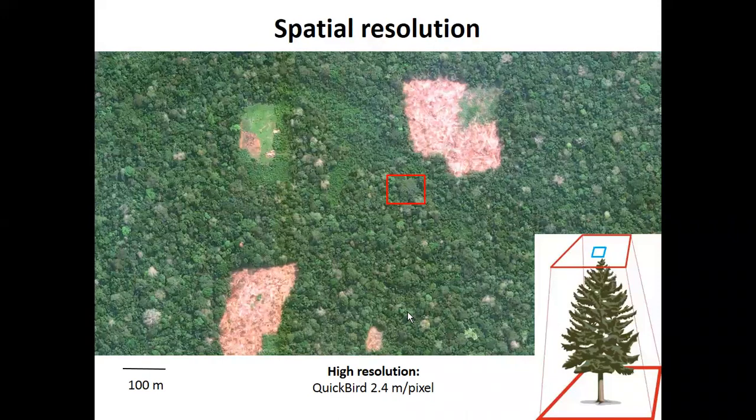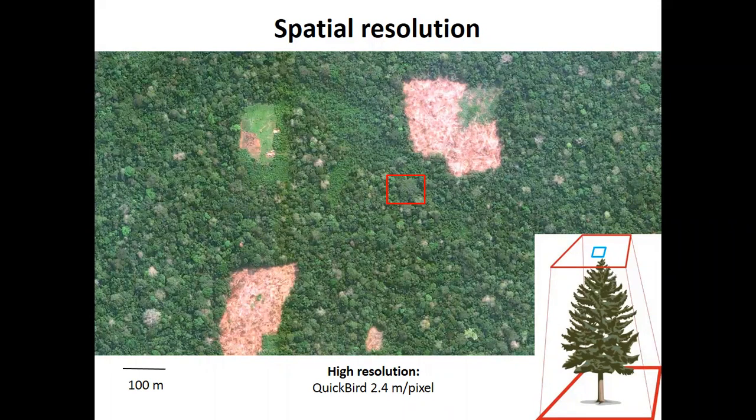So basically, what is important is how big an area is covered by a single pixel. For example, here in this first slide, we see a high resolution image from the QuickBird satellite, which is probably already not operating and which has a 2.5 meter resolution per pixel.